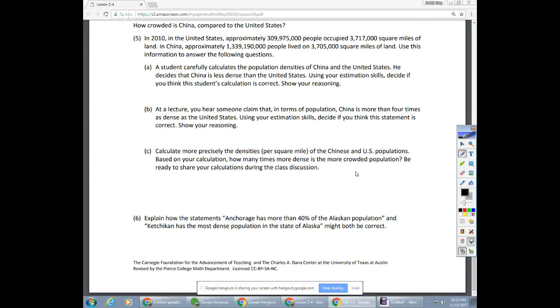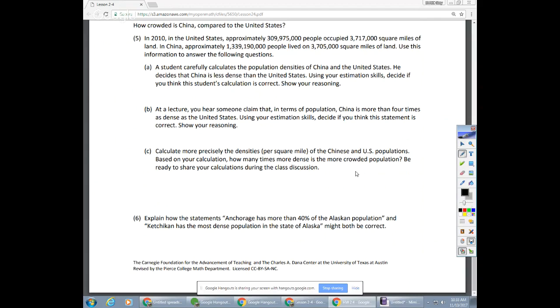So there's a couple of statements here. Anchorage has more than 40% of the Alaskan population, and Ketchikan is the most dense population in the state of Alaska. Can they both be true? Yes. How come? Anchorage should cover a large area with a large amount of people. Okay, Anchorage could have a large area with a large amount of people. And Ketchikan?